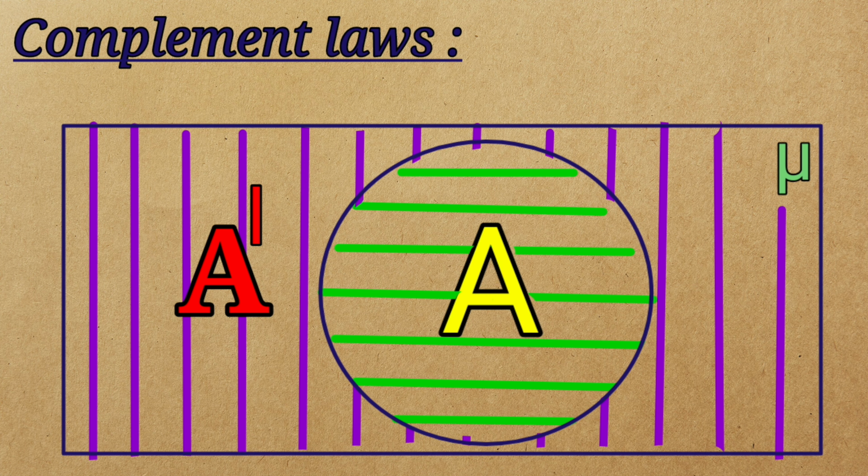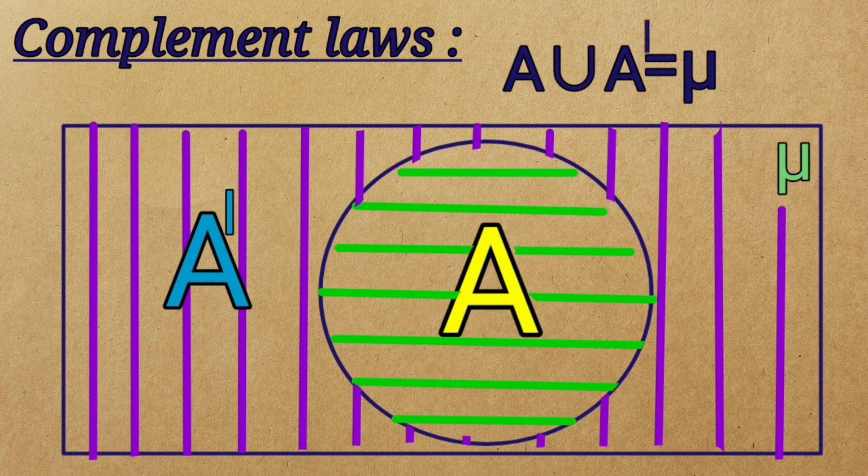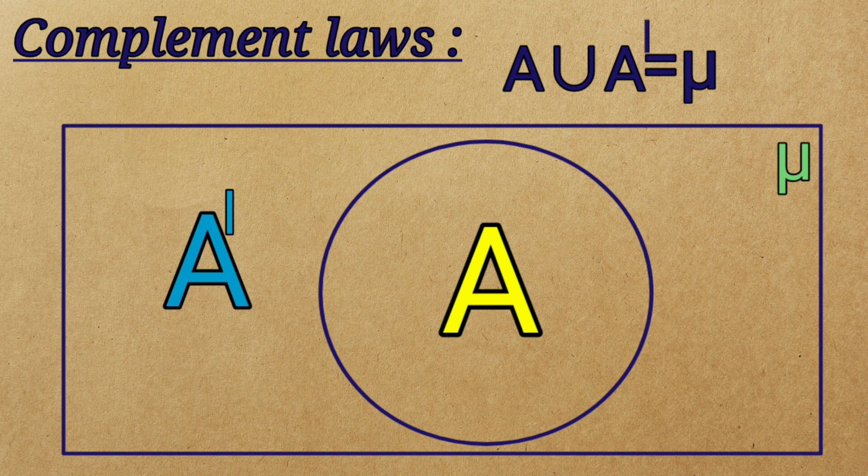Next one in this law is A union A complement is equal to mu. Now in the same Venn diagram, let us take the sets A and A complement. Here the region with horizontal lines will represent the set A and the region with vertical lines will represent the set A complement. Now tell me, if you consider the union of these two sets, it is very clear that you will get the universal set mu. So A union A complement is equal to mu.